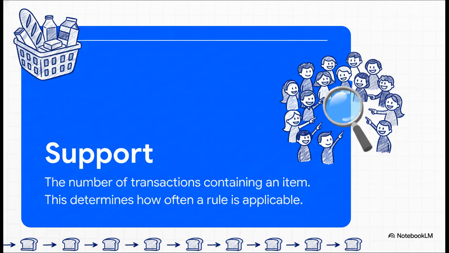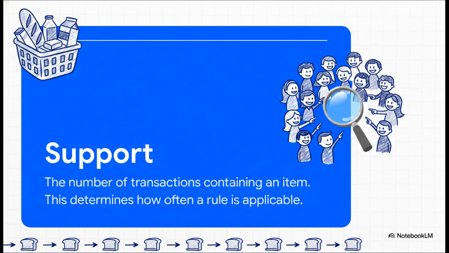The first one is called support. Honestly, just think of support as a popularity contest. It tells you how often a combination of items, like our bread and butter example, shows up across all the shopping trips. If you've got high support, it means this pairing isn't just a random fluke.